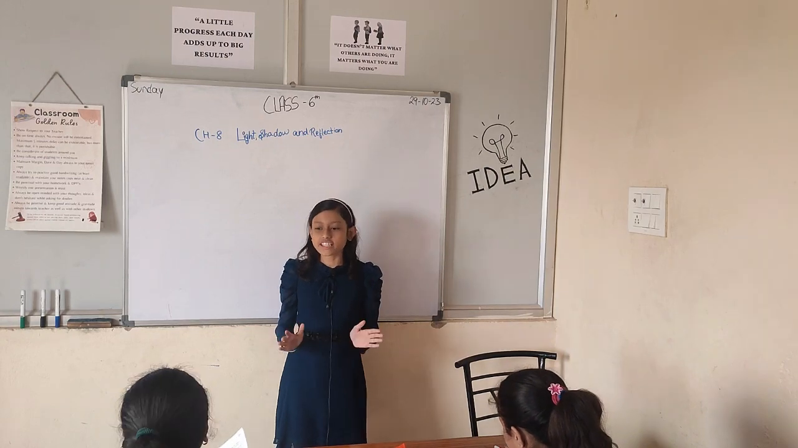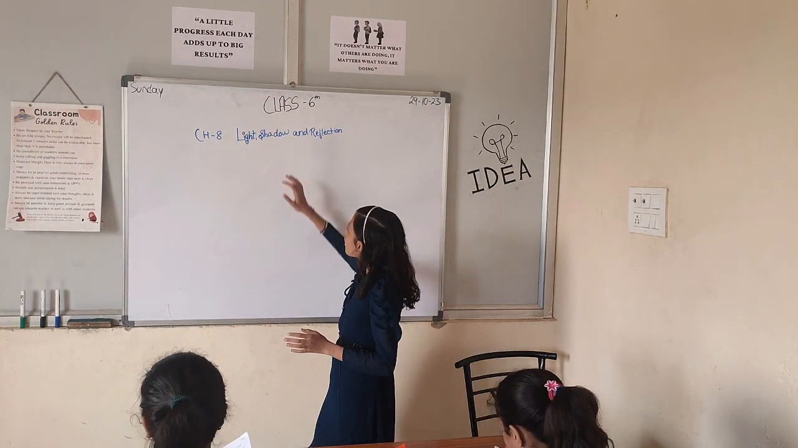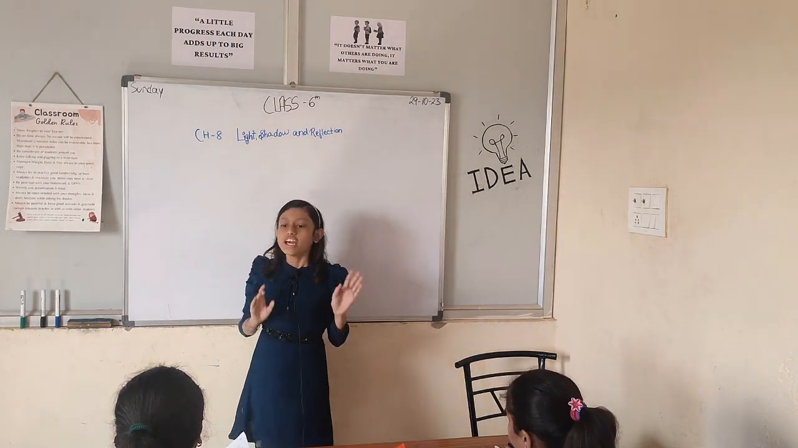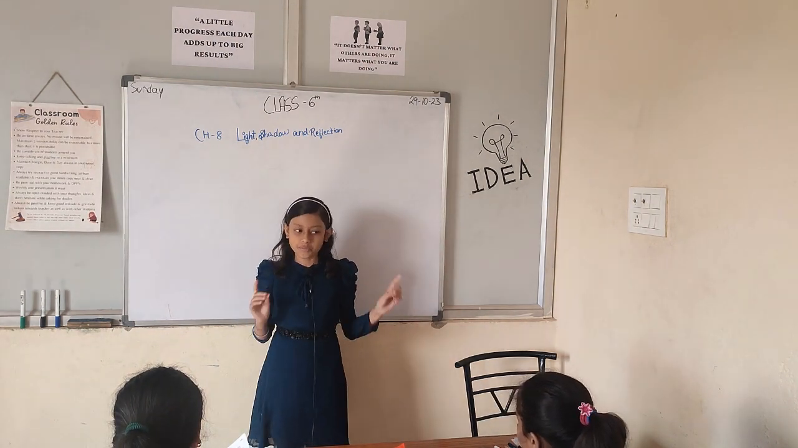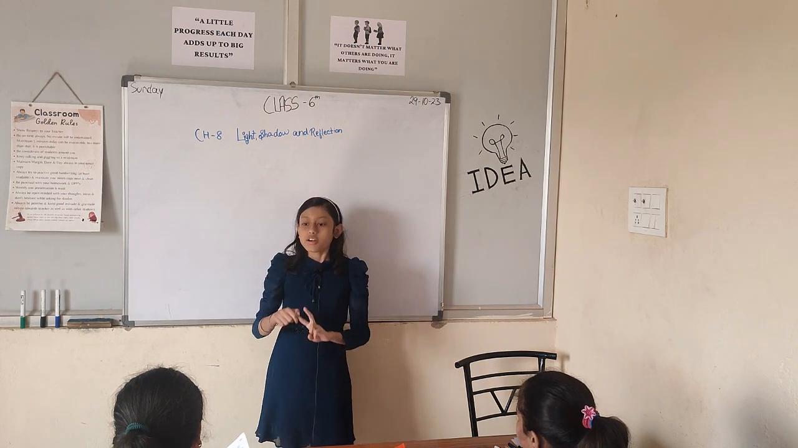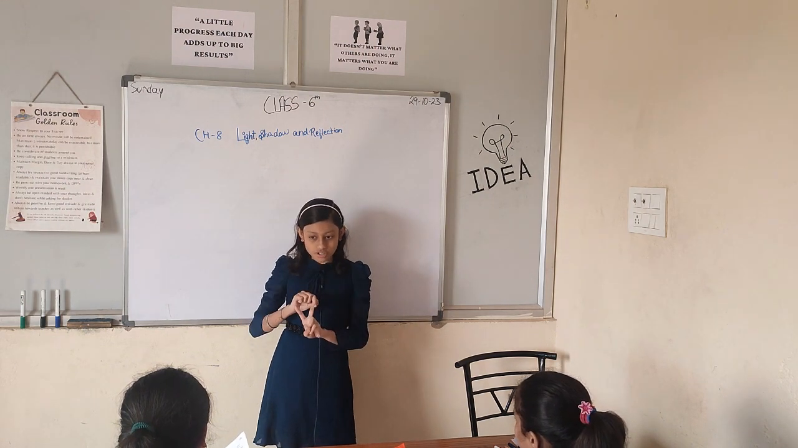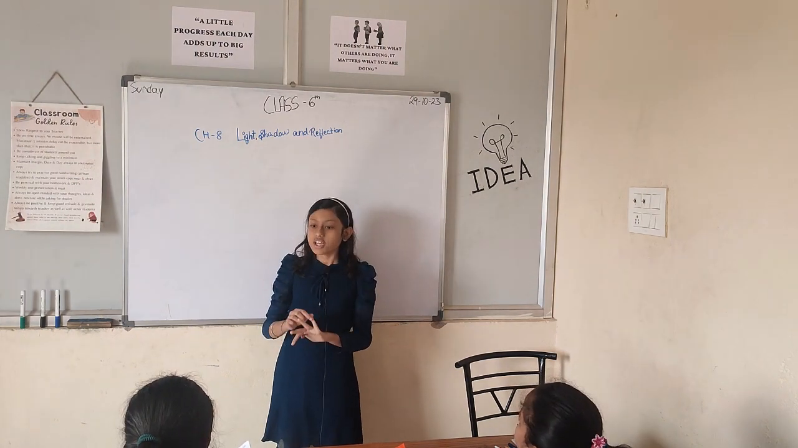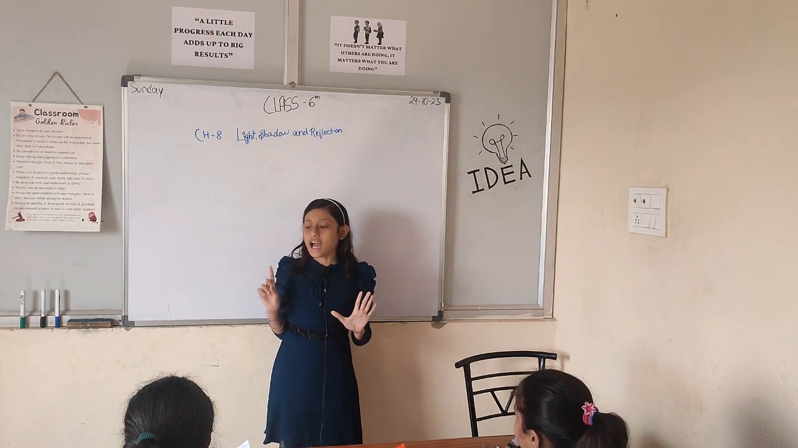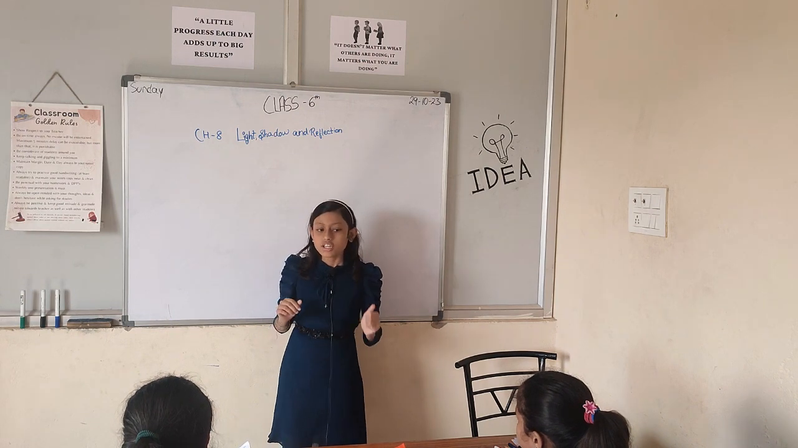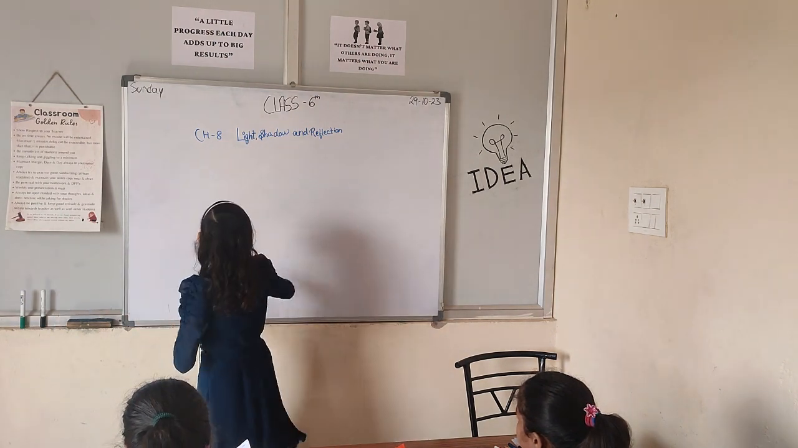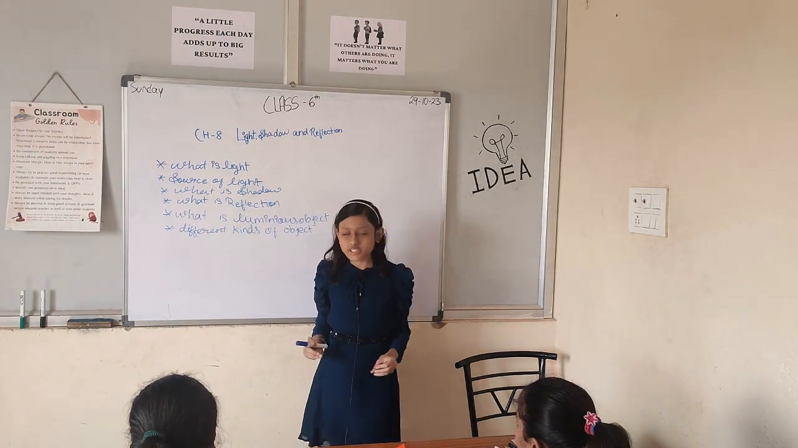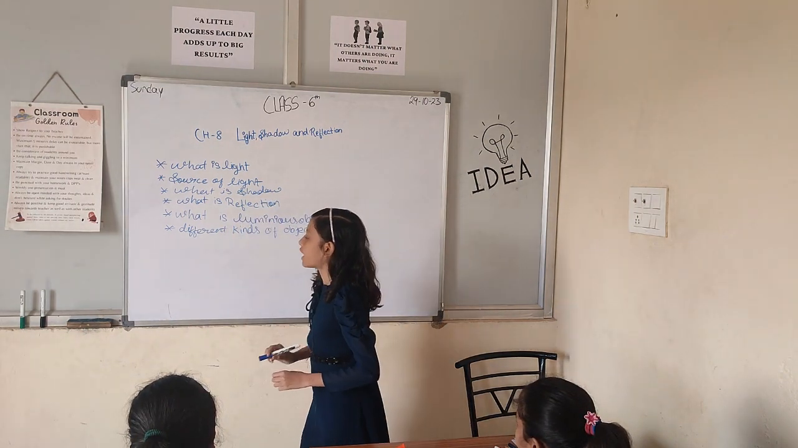Hello everyone, today in this chapter we are going to discuss class 6 chapter number 8: Light, Shadow and Reflection. In this chapter we are going to cover some topics: what is light, source of light, what is shadow, what is reflection, luminous object and different kinds of object. So let's start.